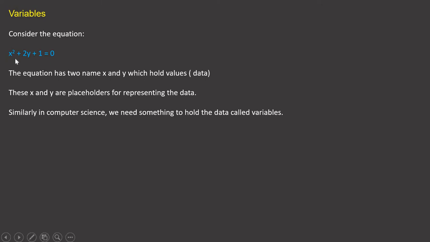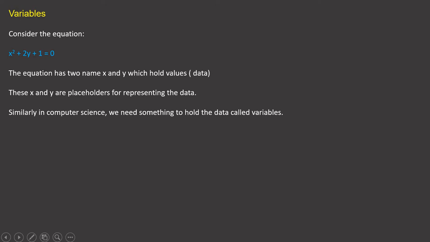Let's say we are having a mathematic equation: x square plus 2y plus 1 is equal to 0. So if you have studied maths, which is obvious, you must know it is a quadratic equation and it has two names. 2 is a simple number, 1 is also a number, and 0 is also a number. But x and y are the names.